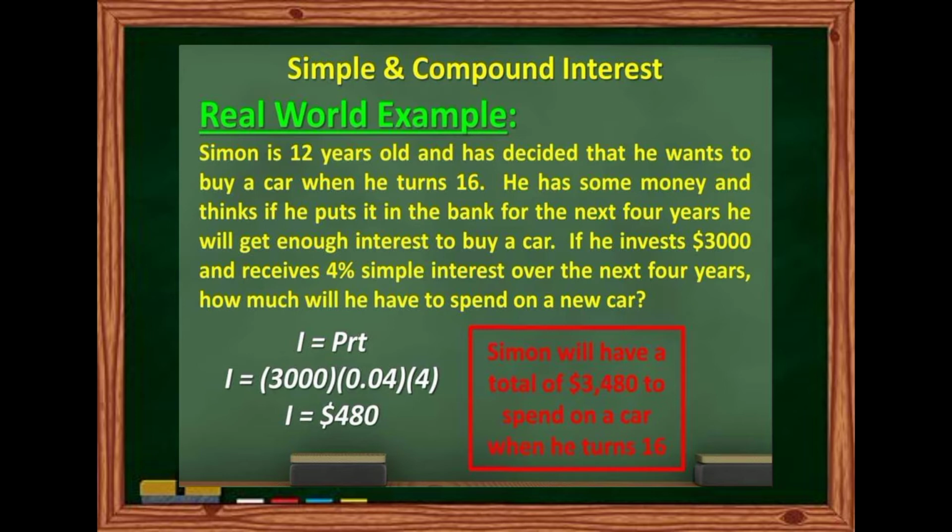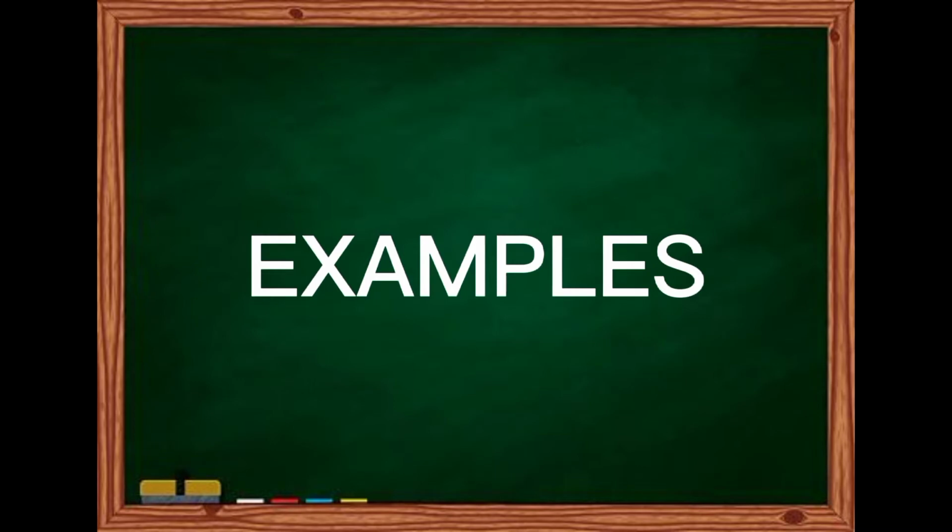Substitute in the formula: 3,000 times 0.04 times 4, we will get an interest of $480. So Simon will have a total of $3,480 to spend on a car when he turns 16. Eyes on the screen, class. Let us have here a set of examples.